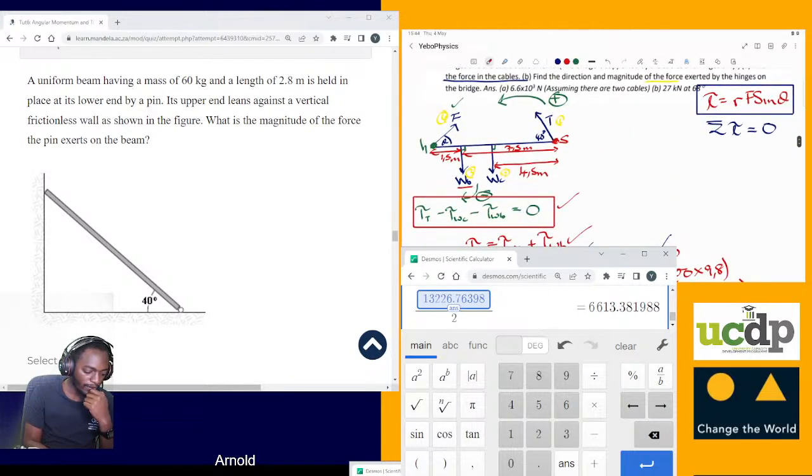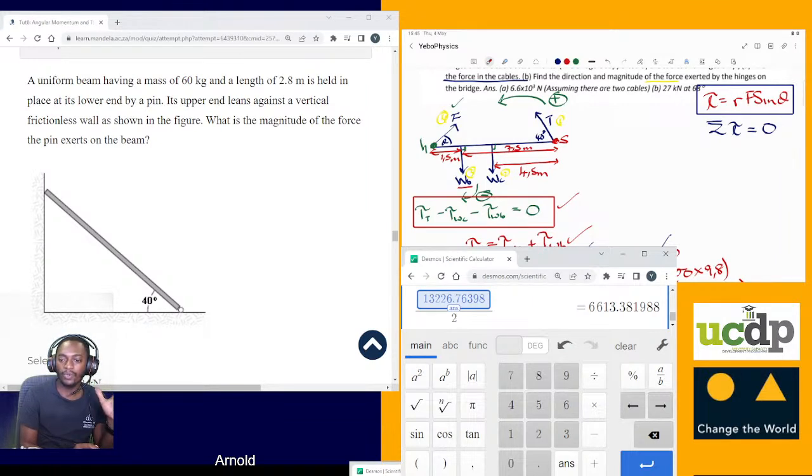So I'm still going to be referring to this diagram. And what we want to do is remind ourselves that this system is in equilibrium. Therefore, the sum of forces in the horizontal should add up to 0, and the sum of forces in the vertical should add up to 0 as well.